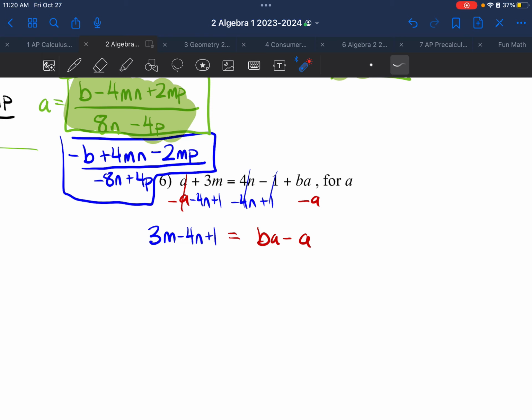And then from here, I need to turn 2 A's into 1 A. And the way that we do that is by factoring. We say we factor out that A, and that means that I'm dividing each of these terms by A. So BA divided by A, the A's go away, and this is left with B.